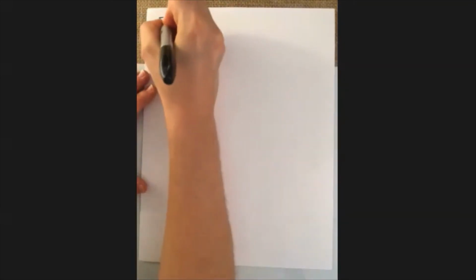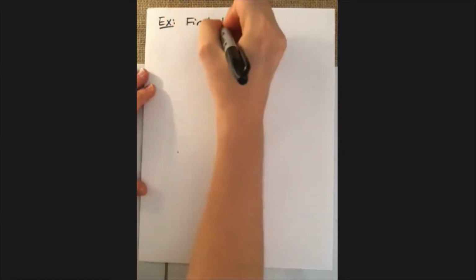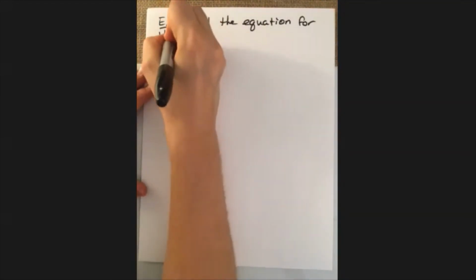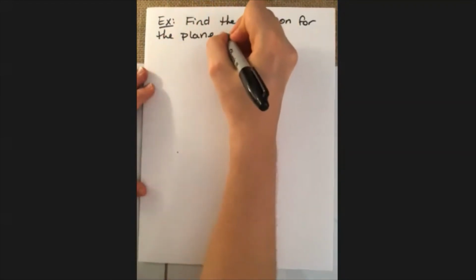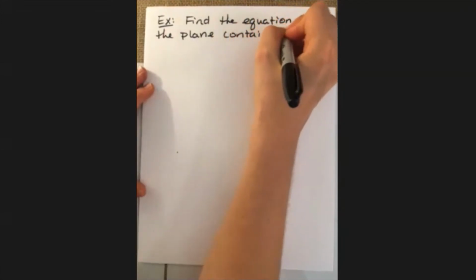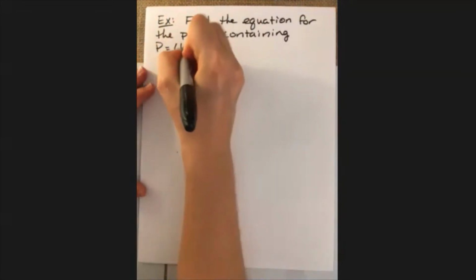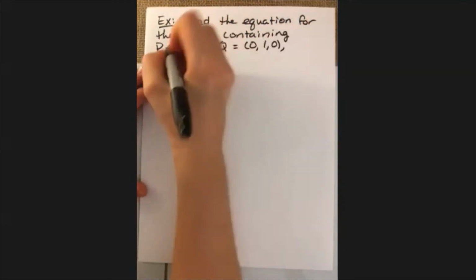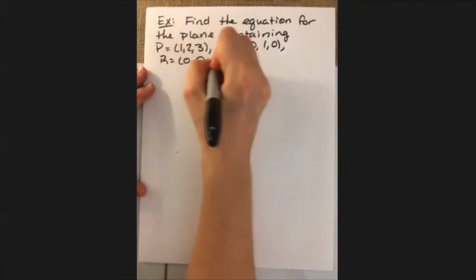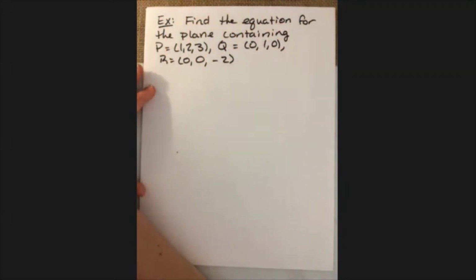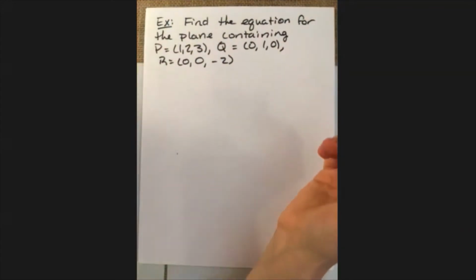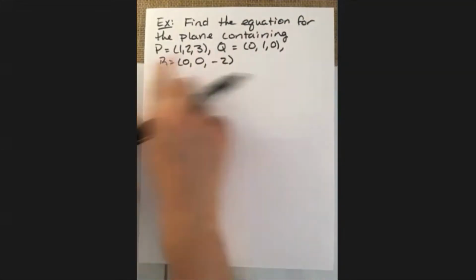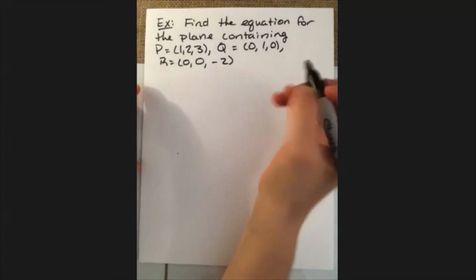In this example, we are going to find the equation for the plane that contains 3 points, P equals (1, 2, 3), Q equals (0, 1, 0), and R equals (0, 0, -2). Okay, so 3 points is definitely enough to be able to define a plane. That might be something that you've heard in a high school geometry class or something. But the question is, how do we take this information and arrange it into something that's actually helpful for us?